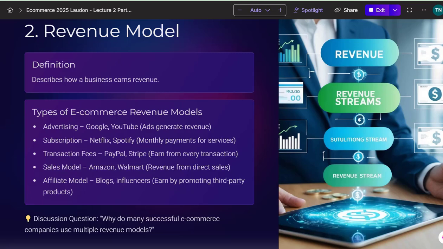So you have a question here: why do many successful e-commerce companies use multiple revenue models? Many successful e-commerce companies leverage multiple revenue models to diversify their income streams and maximize profitability, to maintain good and stable revenue sources.